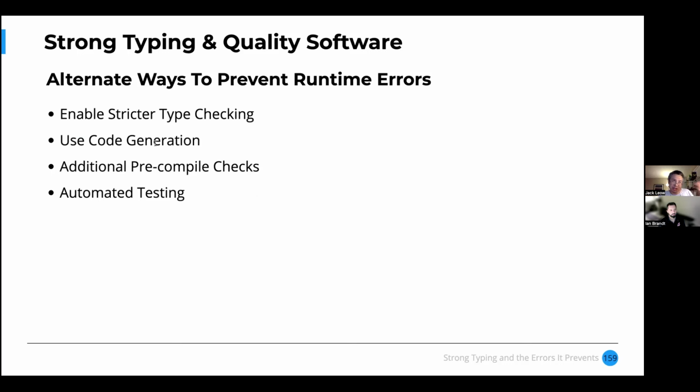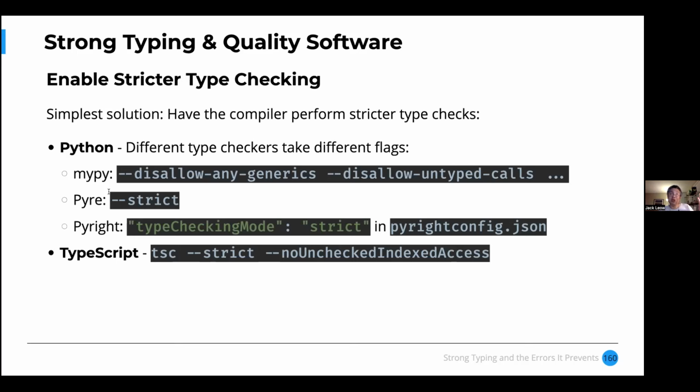You can use code generation. I think this is more of a Go thing. Go comes with go generate, which allows you to generate code that is safer. You can do additional pre-compile checks, and I'm talking about things like additional static analysis tools and whatnot. And finally, automated testing, right? Whatever your compiler isn't doing for you, you have to write tests, like unit tests or integration tests, to catch those things. So like I said, stricter type checking is mostly a Python and TypeScript thing. These are additional flags you can give it to do more type checking for you.